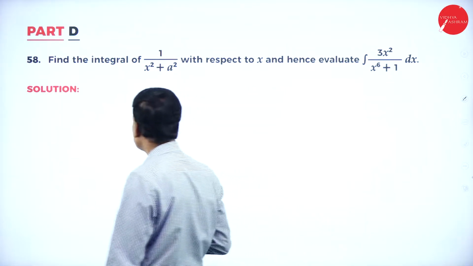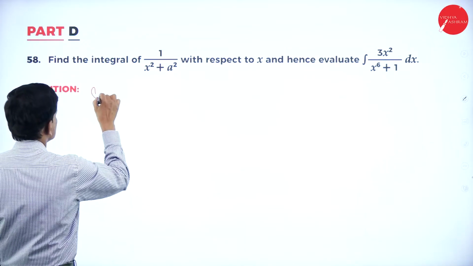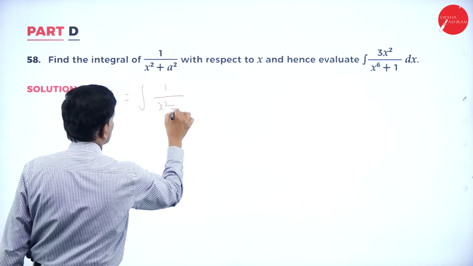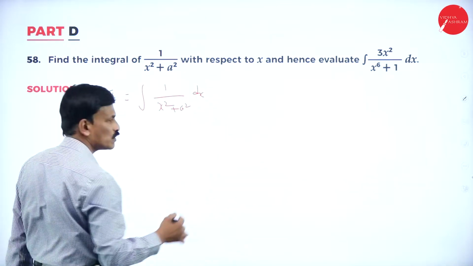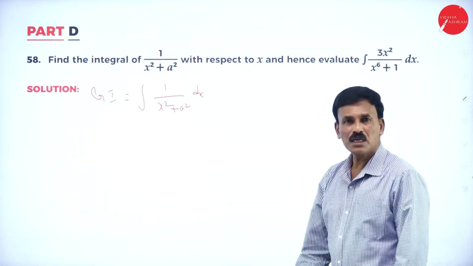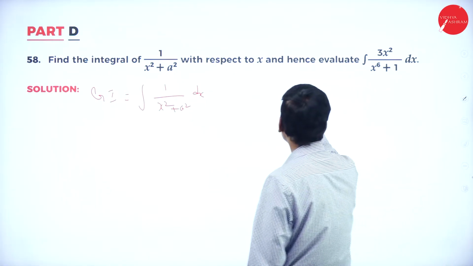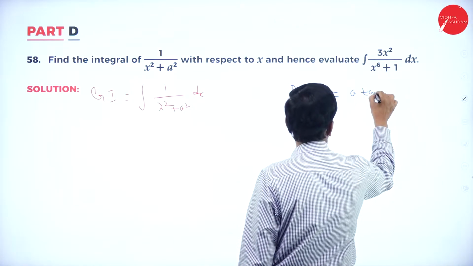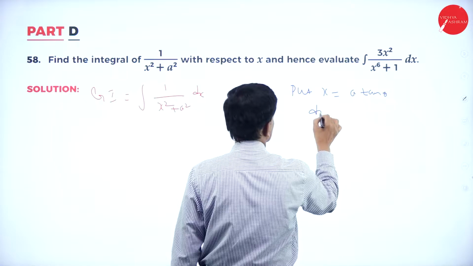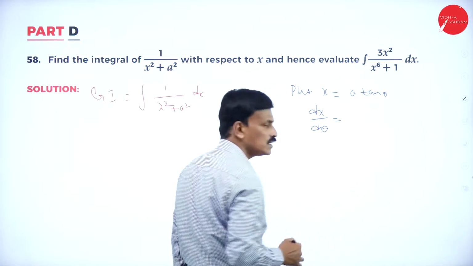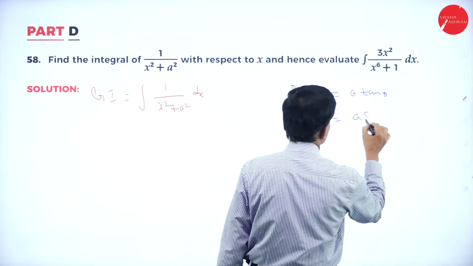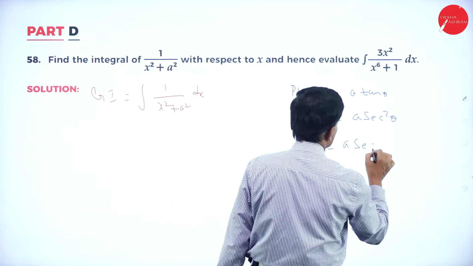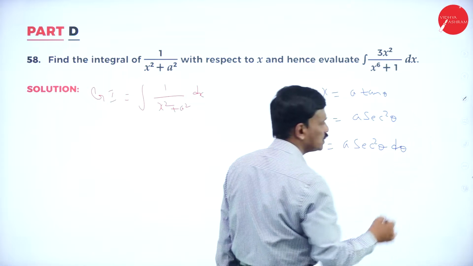Now let us come to the solution. What is given? Given integral is integral 1 over x square plus a square dx, or a square plus x square is the same. Let us take the substitution. Put x is equal to a tan theta. Now differentiate this. Differentiating with respect to theta, dx by d theta is equal to a into differentiation of tan theta, which is secant square theta. dx is equal to a secant square theta d theta.